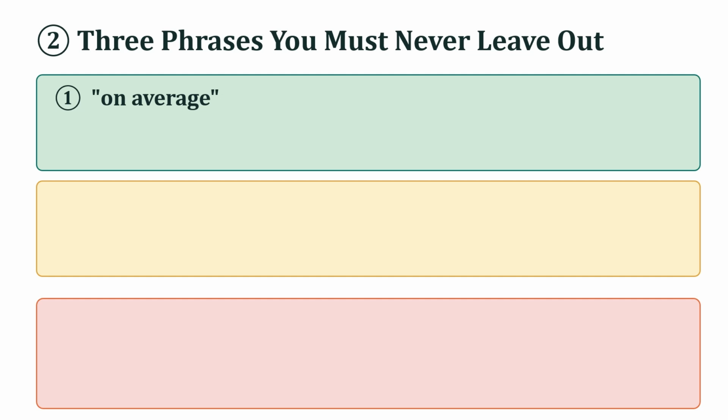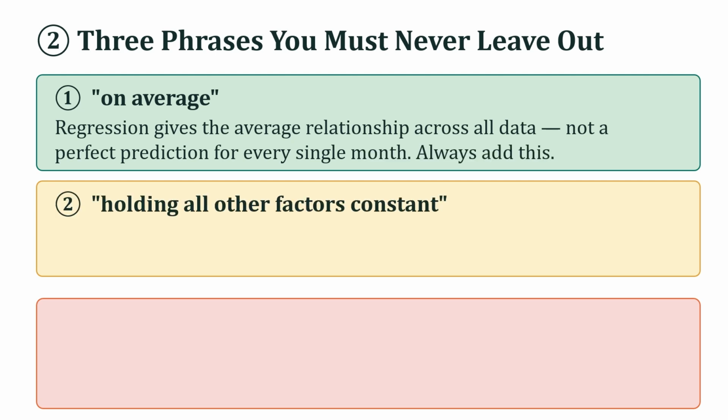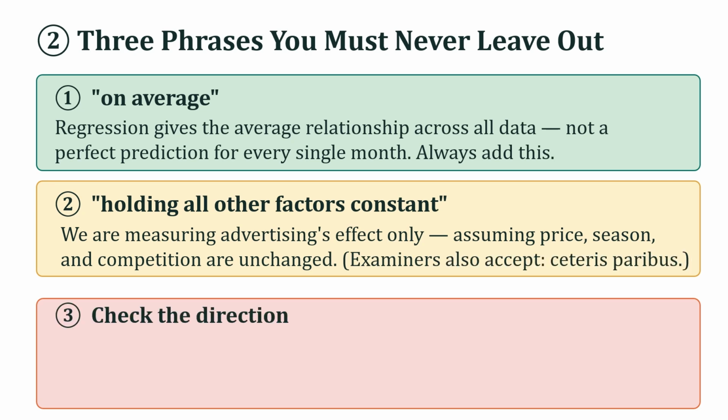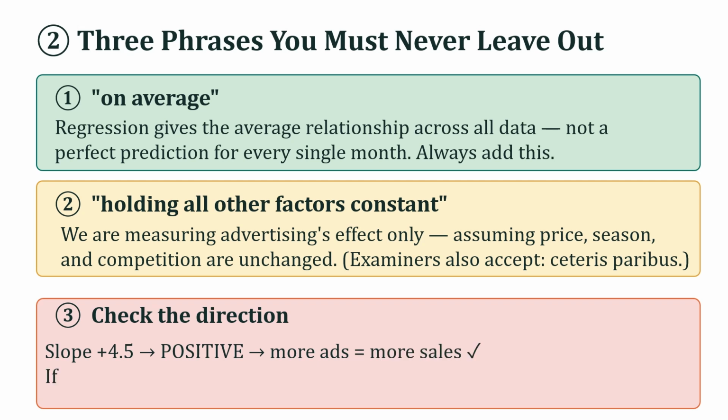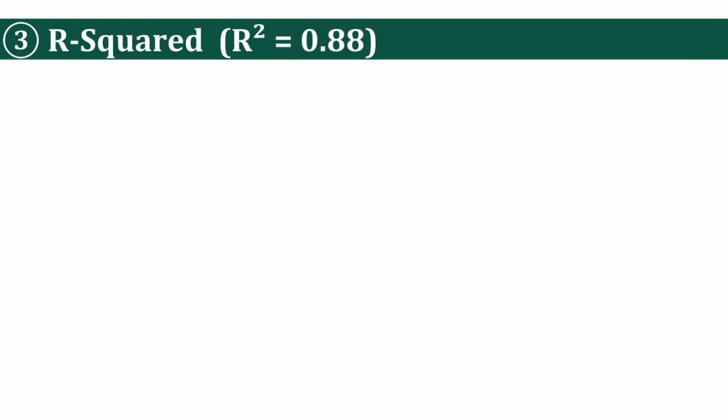1. On average, regression gives you the average relationship, not a perfect prediction for every single month. 2. Holding all other factors constant. We're isolating advertising's effect, assuming price, season, and competition stay unchanged. 3. Check the direction. Here it's positive 4.5. More ads, more sales. But if the slope were negative 3, you'd write decreases by 3,000, not increases. Direction matters.